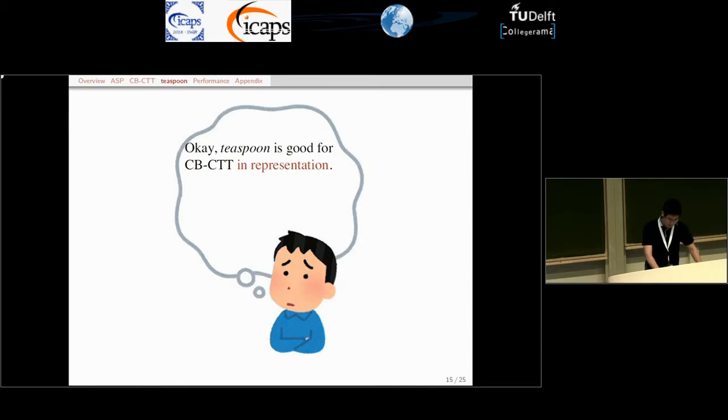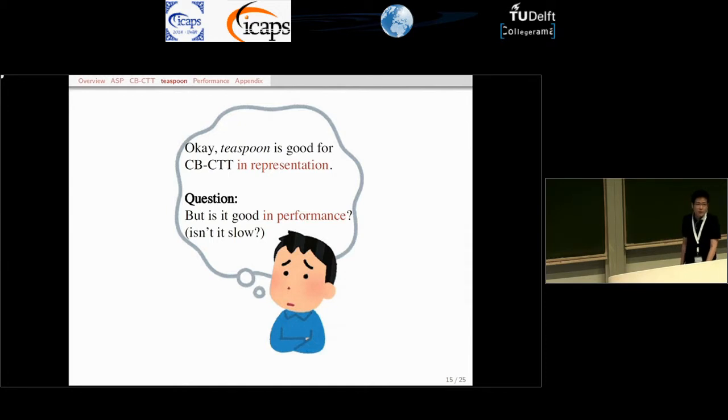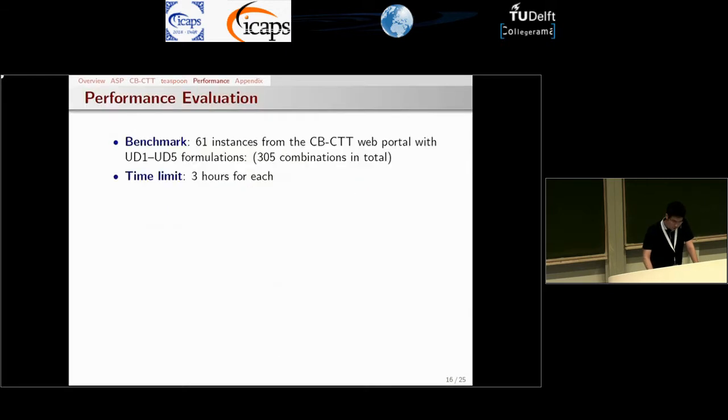But the real question is, is it good in performance? You may wonder, isn't it slow? So we would like to show the performance evaluation. For benchmarks, we use all 61 instances from the CB-CTT web portal with UD1 to UD5 formulations. So there are 305 combinations in total, and we give a time limit of 3 hours for each.